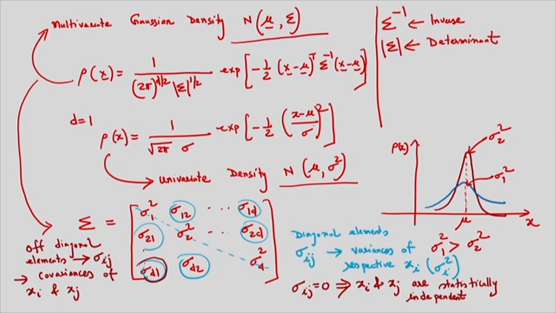This covariance matrix is quite important, so I want to repeat this. If I consider the multivariate Gaussian density, then I have two parameters, one is the mean vector, another one is the covariance matrix. If d, the dimension of the vector x, is equal to 1, this multivariate Gaussian density is converted into the univariate Gaussian density, with two parameters, the mean and the variance. The diagonal elements are sigma i square, the variance of the respective xi. The off diagonal elements of the covariance matrix are the covariance of xi and xj, and if sigma ij is equal to 0, then xi and xj are statistically independent.